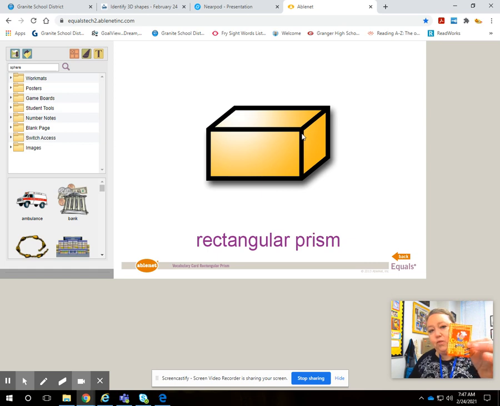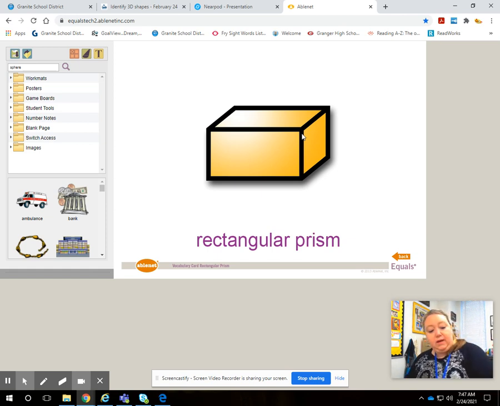Here's an example of a rectangular prism in a little box, right? So it's got rectangles on all of the sides. Rectangles. Another example would be a book. A book is a rectangular prism because it has rectangles on all sides.